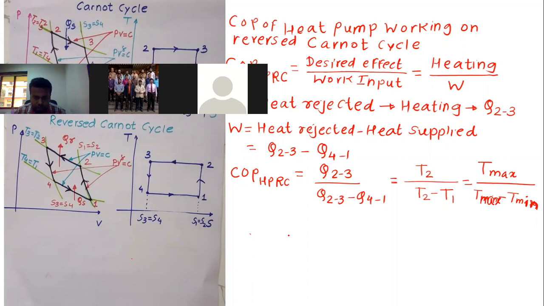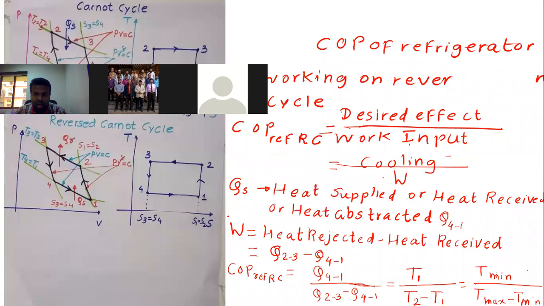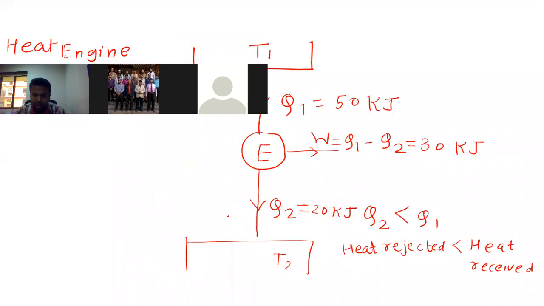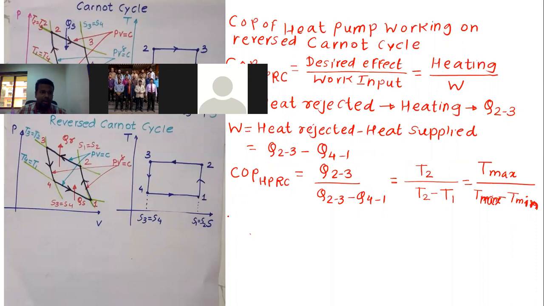Okay, now let us move to the next section. Initially we started with the refrigerator, and after that we have seen the heat pump. But we are not yet done with the heat engine, because we have three devices: heat engine, refrigerator, and heat pump. So let us calculate now. How to do that? All of you know that for the heat engine we need to calculate what?